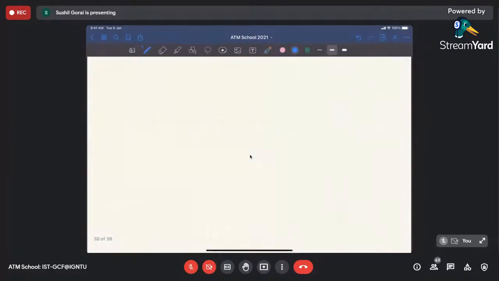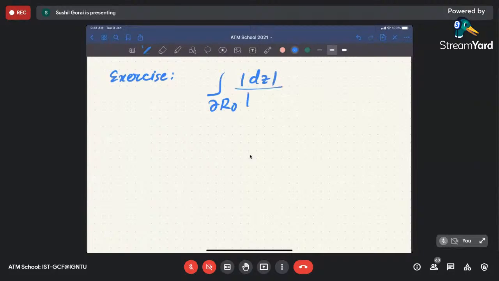So if you have not done it, do that. I put it as an exercise. It is there in the tutorial. The bound is |∂r₀ f(z)/(z − ζ)| dz is less than 8 epsilon.